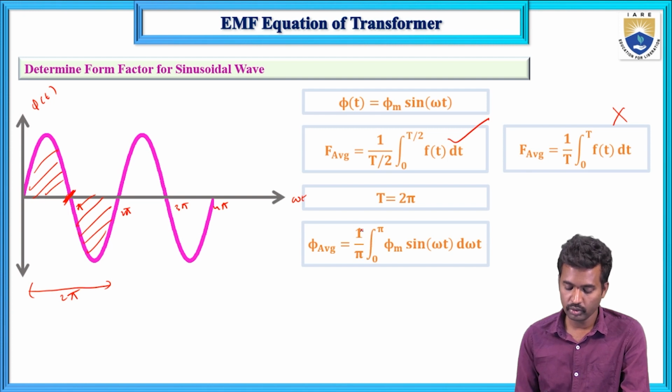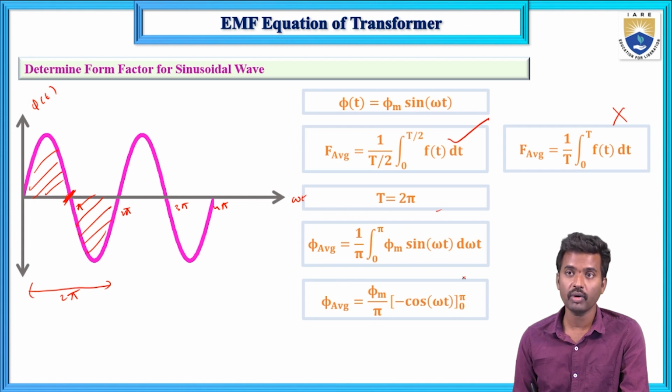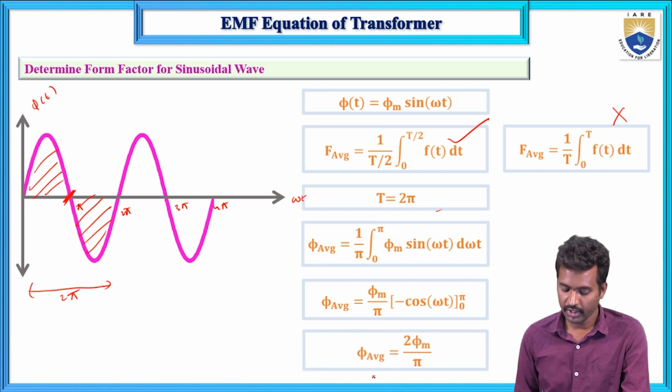Now average value equals 1 by 2 pi by 2. The 2 gets cancelled and the 2 pi by 2 gets cancelled. And next, phi m sin omega t, this is the phi of t. Now if you simplify this, the integration of sin omega t, phi m by pi, sin omega t is minus cos omega t from the limits 0 to pi. Now phi average equals 2 phi m by pi.